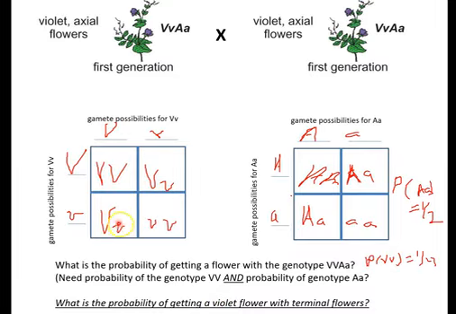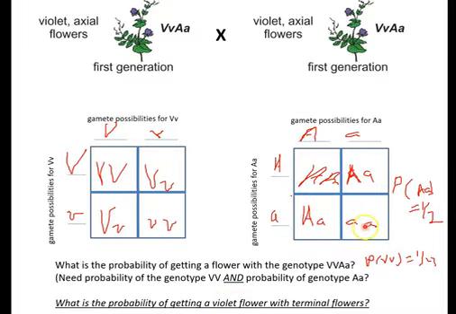All three of these are violet, but only this is terminal. So 3 out of 4 times 1 out of 4, because I need to be violet and terminal. 3 out of 4 times 1 out of 4 is 3 out of 16. So the probability of getting a violet flower with terminal flowers would be 3 out of 16. And we know that because we just figured out the probability of each part alone.